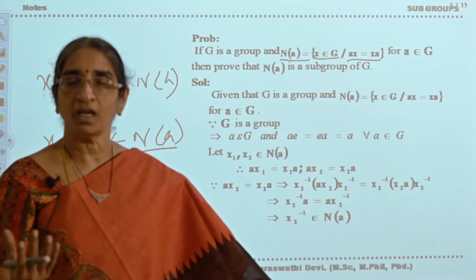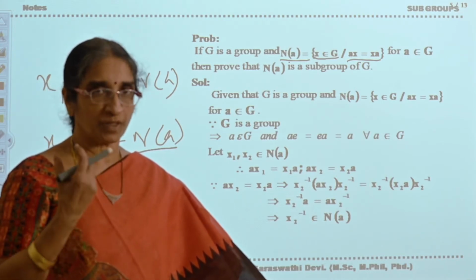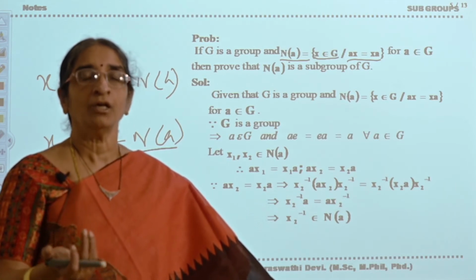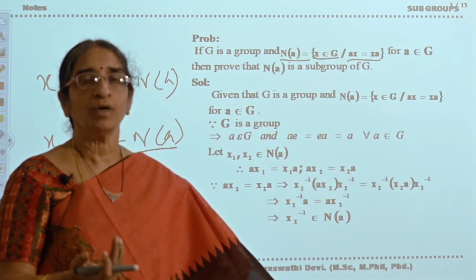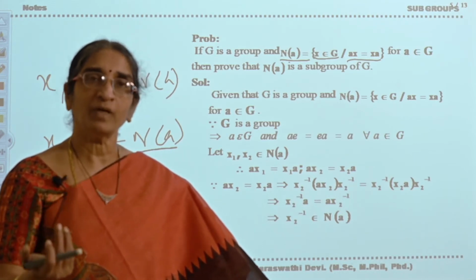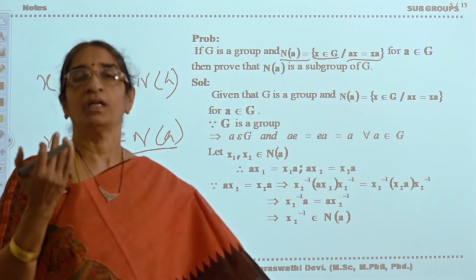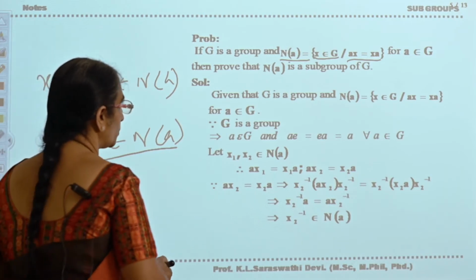If H is a non-empty subset of G, then by the necessary and sufficient condition for a non-empty subset to be a subgroup, for every a, b belongs to H, ab inverse belongs to H, then H will be the subgroup. That property we are going to use here.